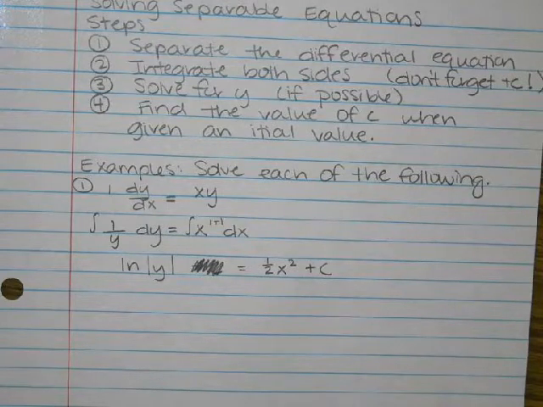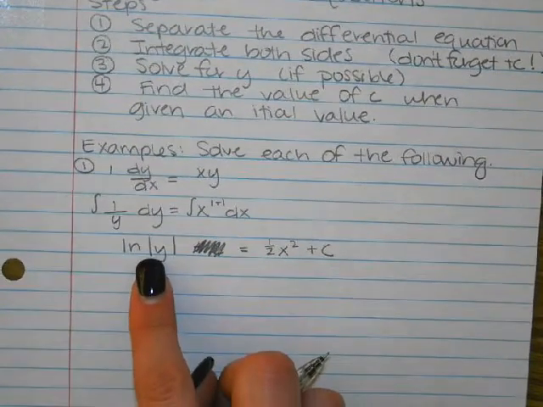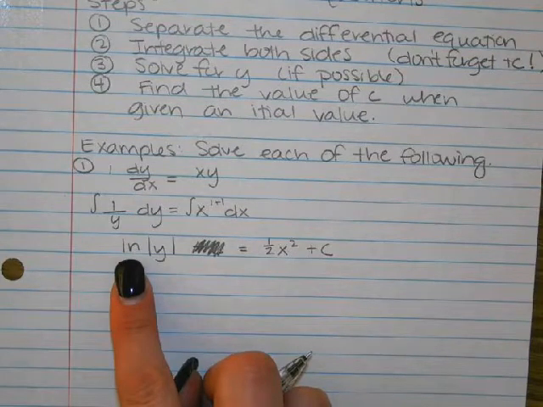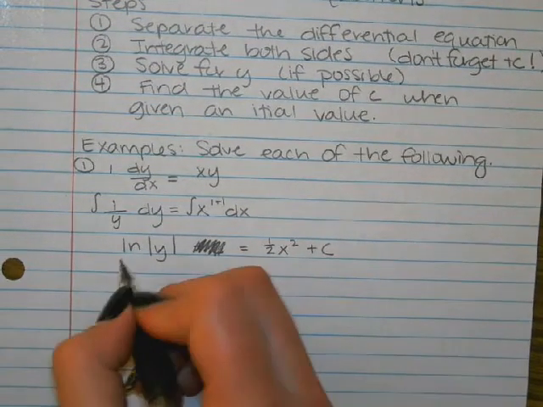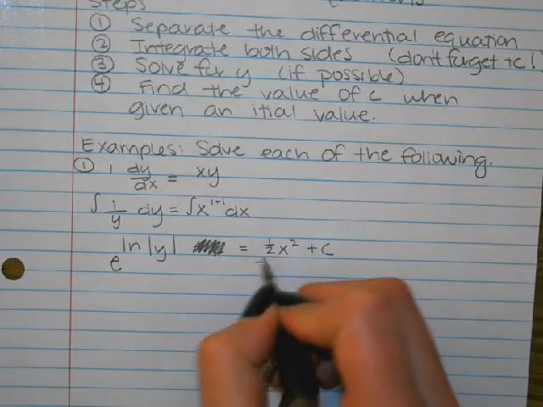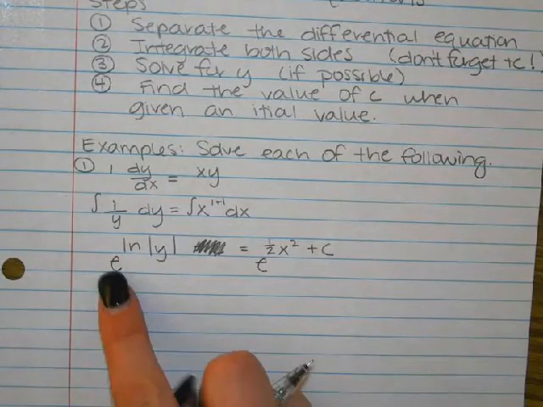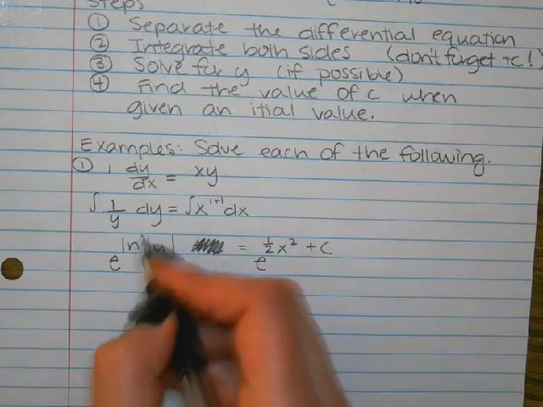Okay. How do I get rid of the ln? Does anyone remember what undoes an ln? E, yeah, E undoes it. So we're going to put E right here and E right there. So E to the ln, those things cancel out and you just get y.